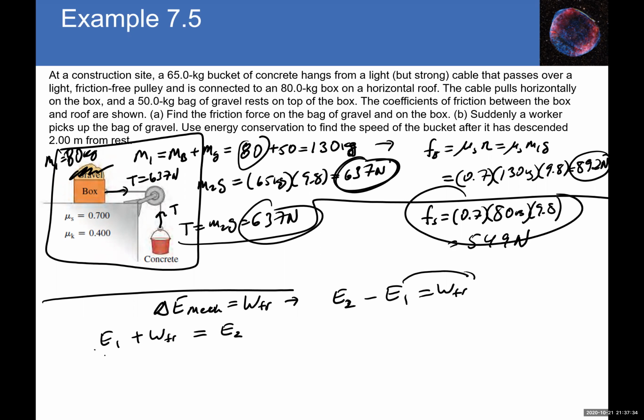Right? That means energy 1 plus work done by friction equals energy 2. Okay. Now then, here's what I have. I have two objects in my system. That means when I'm talking about energy, right?